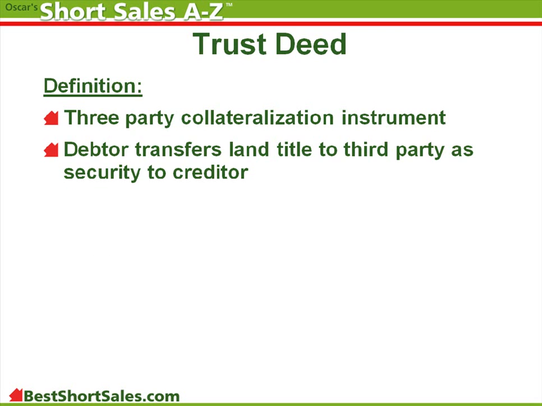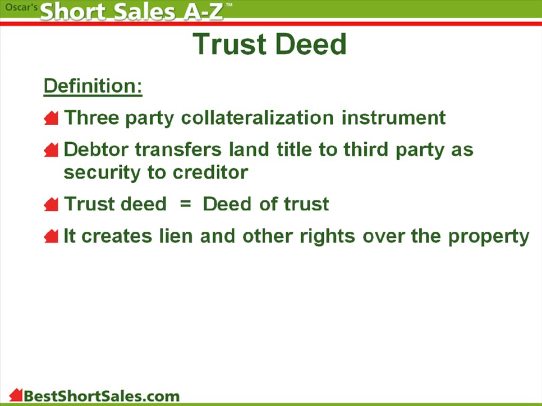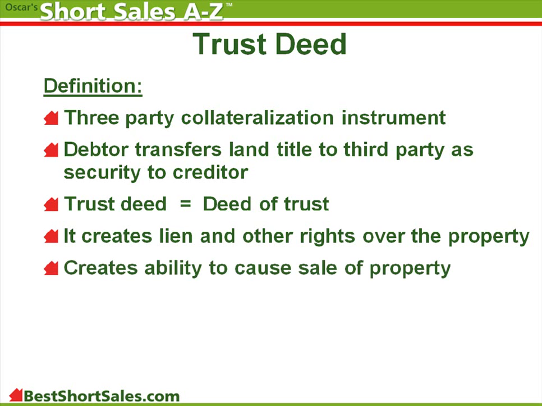Trust deed. Definition. A trust deed is a three-party collateralization instrument. In this arrangement, the debtor transfers land title to a third party as security for an obligation to a creditor. Another name for trust deed is deed of trust. Deed of trust and trust deed are synonymous terms. A trust deed creates a lien and other rights over a property. The main legal right a trust deed creates is the ability to cause the sale of the property for obtaining the funds to pay off the obligation.